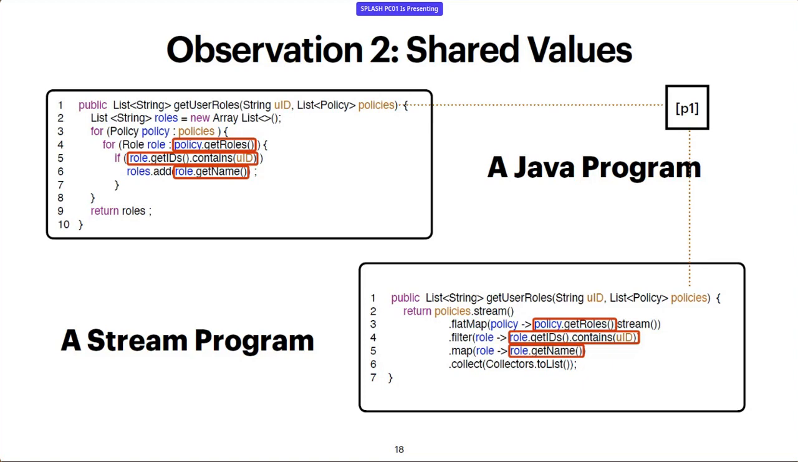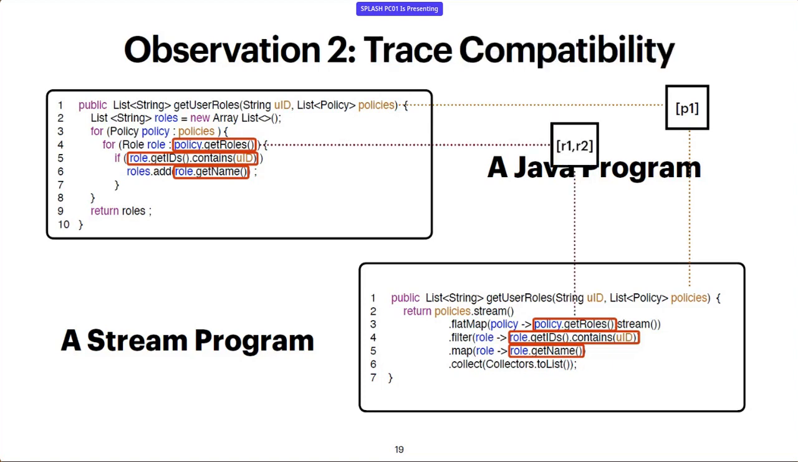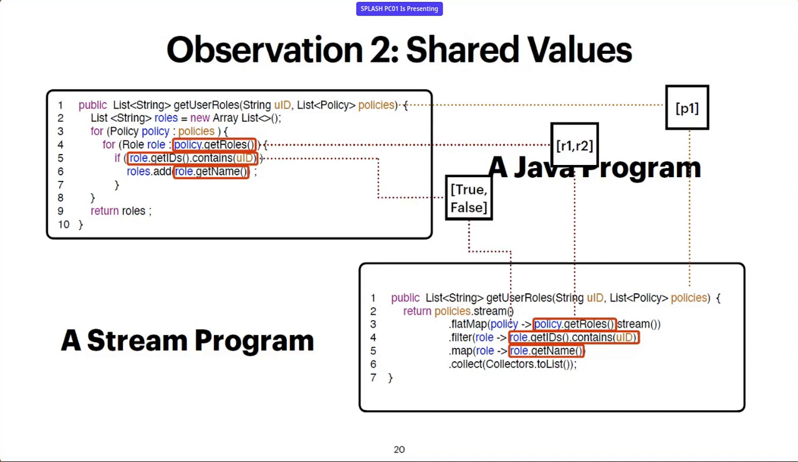Let's walk through what happens when we actually execute this program. First, when we call policy.getRoles with the policy P1, we'll end up getting the roles R1 and R2. Then when we check if the role contains the user ID, we'll get true when we execute it with the role R1 and false when we execute it with the role R2. And finally, when we call role.getName with the role R1, we'll get the string R1.